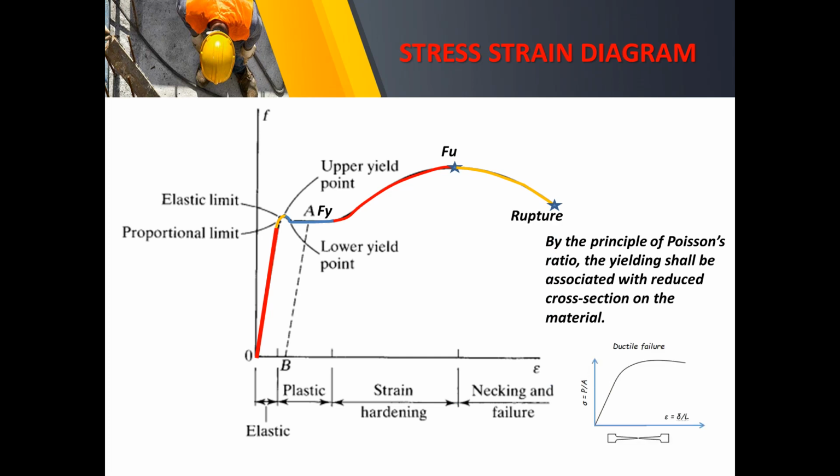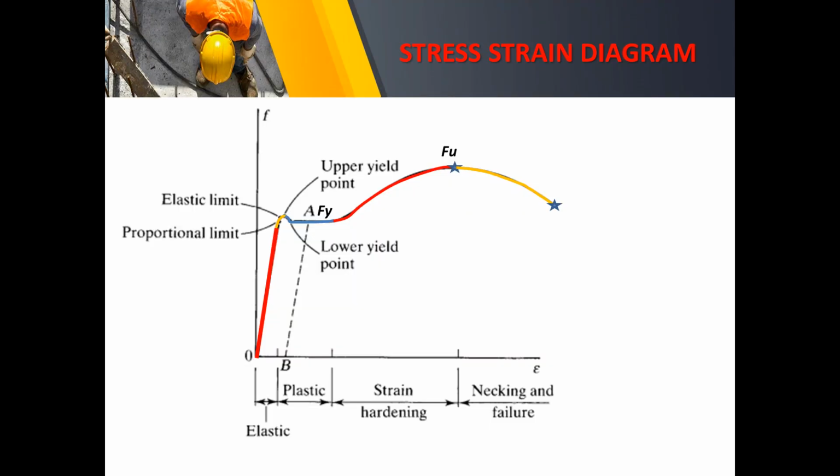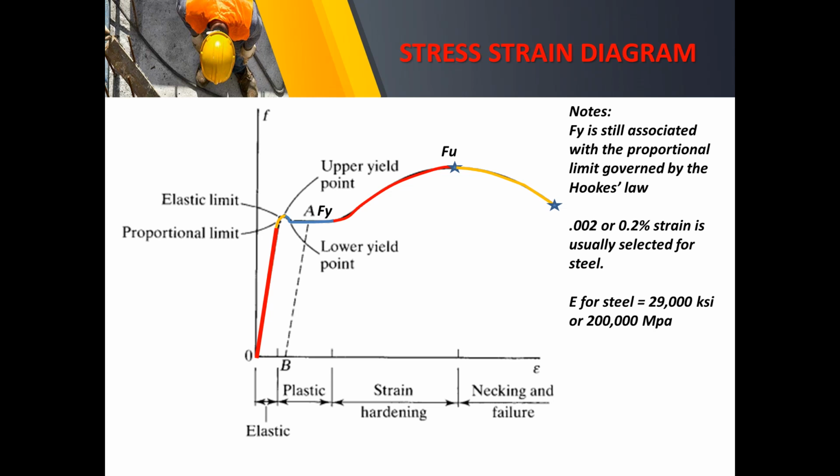So this is true actually to material with ductile behavior, especially on steel section. As you can see on the section here, there will be a necking observed in the failure. That is a good indication of the ductile behavior of that material, which is advantageous in structure.